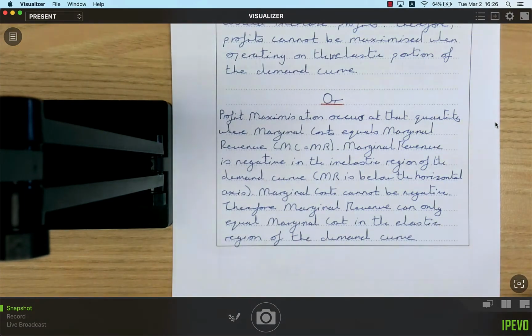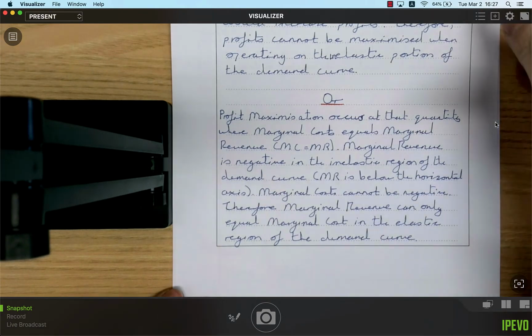Now, marginal revenue is negative in the inelastic region of the demand curve. And how do we know that? Well, because marginal revenue is below the horizontal axis for the inelastic region. When marginal revenue equals 0 and you were to go up to the demand curve, at that price, its PED would be 1, unit elastic. So marginal cost cannot be negative, we know that. Therefore, marginal revenue can only equal marginal cost in the elastic region of the demand curve.